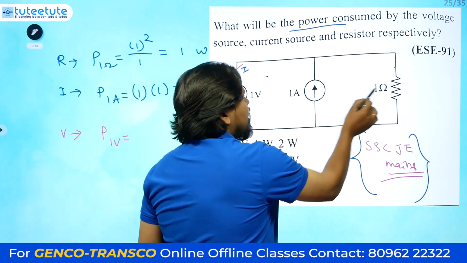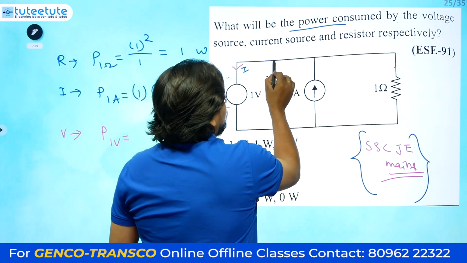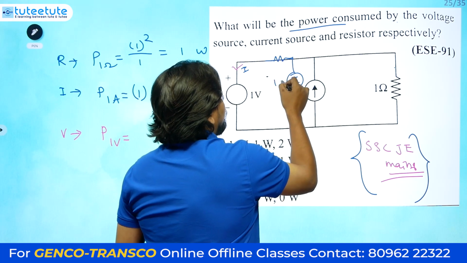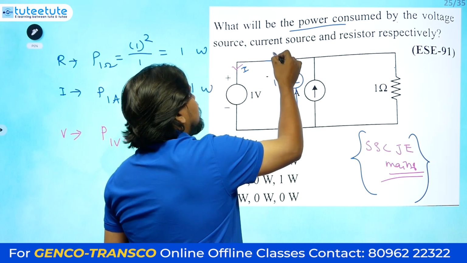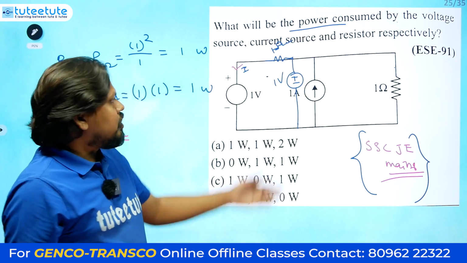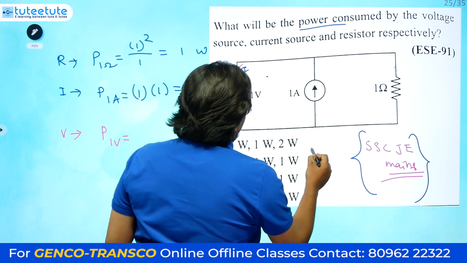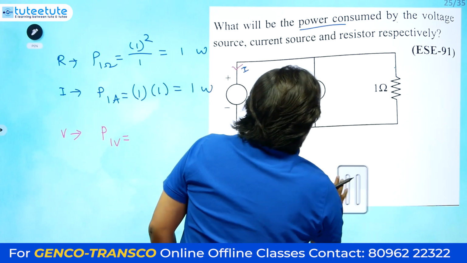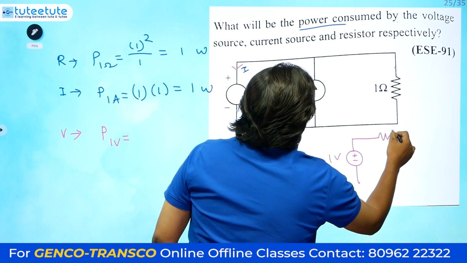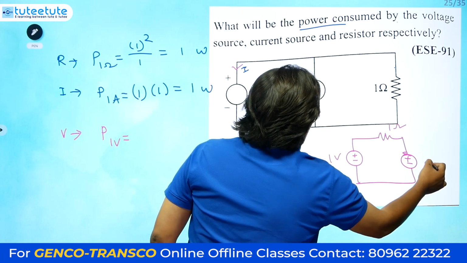Like, the 1 ampere source and 1 ohm resistor are connected in parallel, so we can replace that with a 1 ohm resistor in series with a voltage source of 1 volt. So instead of this circuit, we now draw it like this: this is the 1 volt source, then we have the 1 ohm resistor here, and another voltage source of 1 volt here.